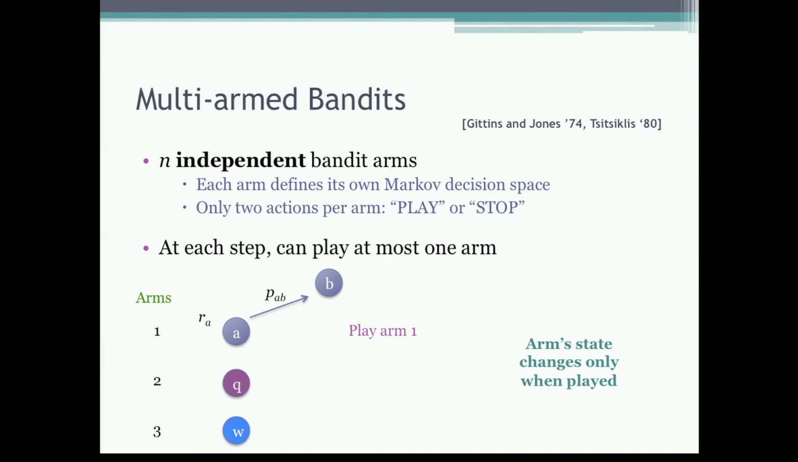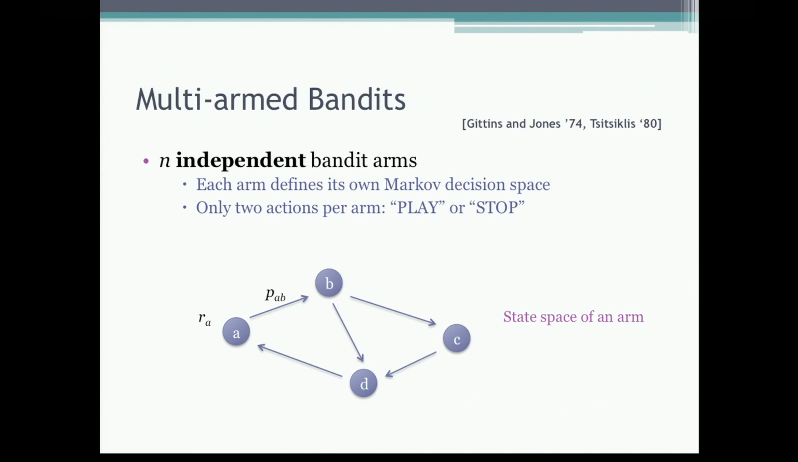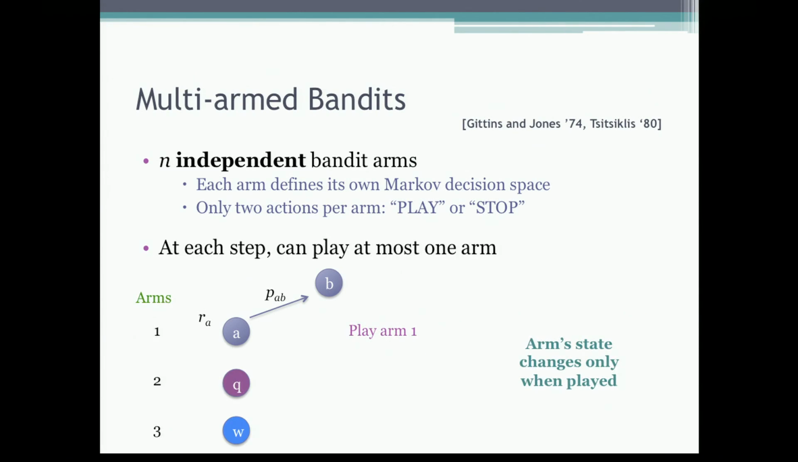And the sum of the probabilities would be 1. For each state, if you play the arm in this state, you transition somewhere. So the transitions out add to 1, and you're given all these numbers as input. So the crucial property, what is called the bandit property, is that the state of an arm changes only if you play it. And at each step, you can only play one of these arms.